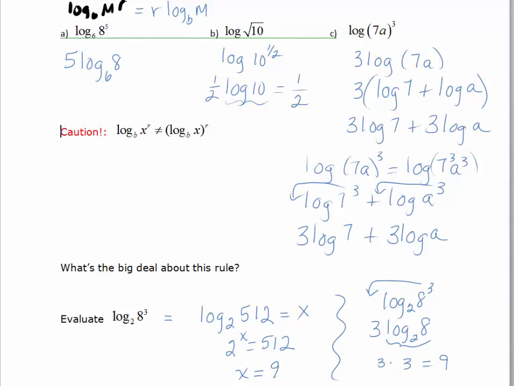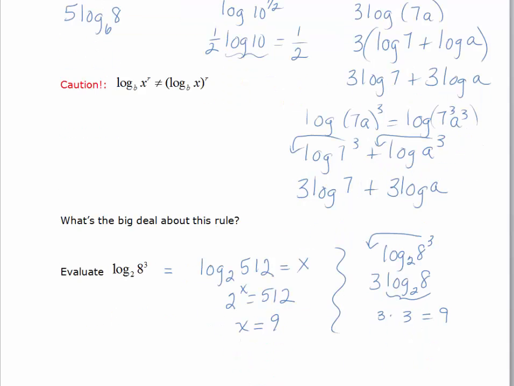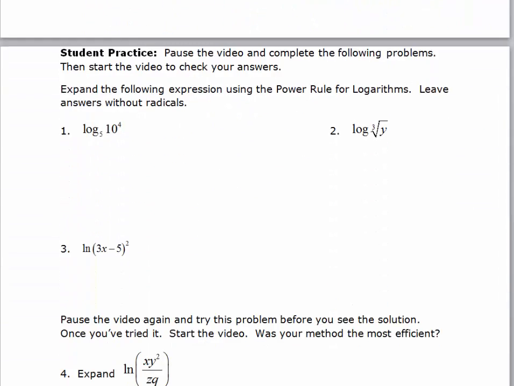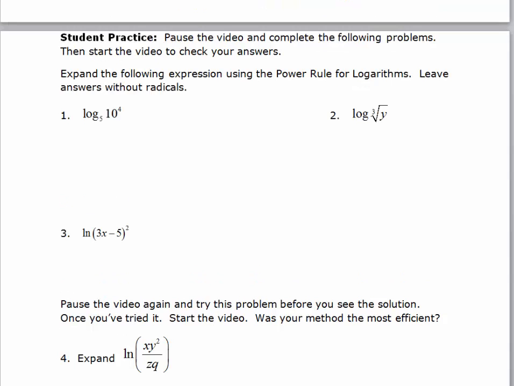So what I'd like you to do next is pause the video, and I'd like you to expand some more logarithmic expressions, and some of those are including the power rule in there.